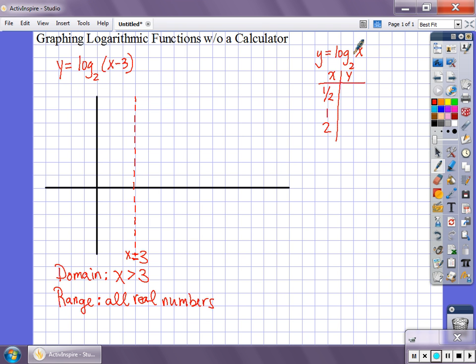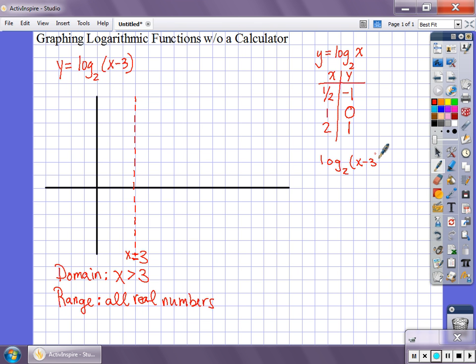Now you plug in log base 2 of 1/2. What's the exponent there? -1. Log base 2 of 1. 2 to what power is equal to 1? That's 0. Log base 2 of 2. 2 to what power is 2? That would be 1. And so here's 3 points for vanilla log. But that's not exactly what we want. We want log base 2 of x minus 3.